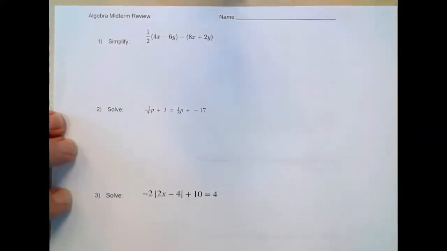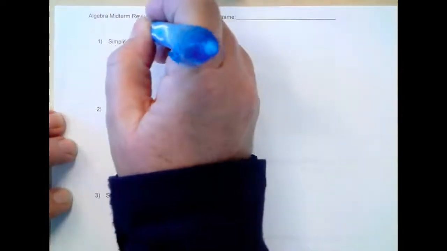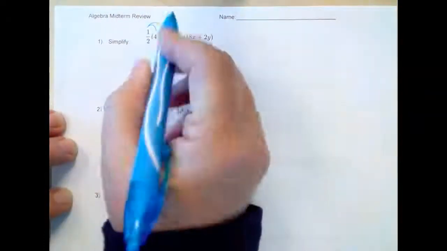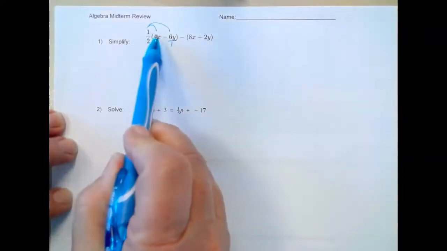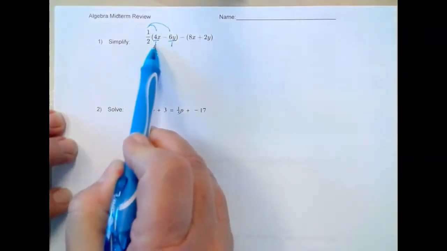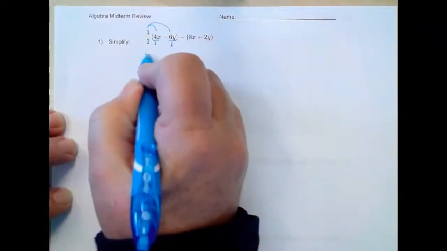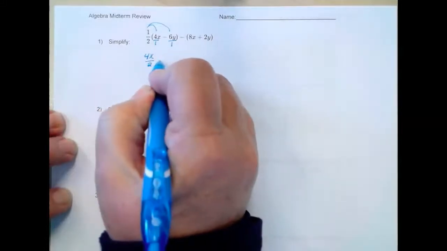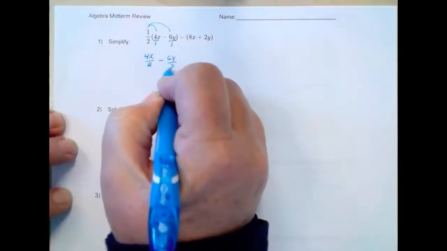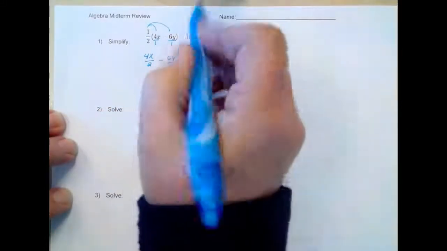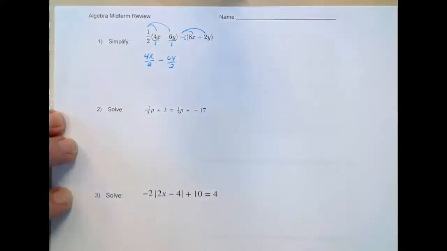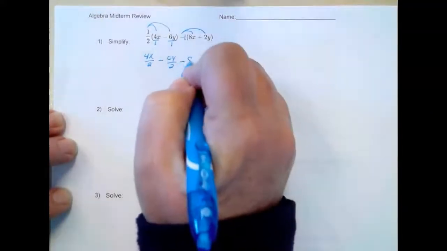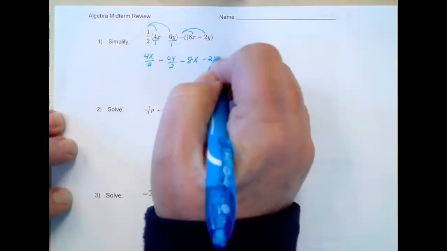So the first thing we want to do in number 1 is distribute 1/2 to everything in the parentheses. So remember, if you have issues, put these over 1 over 1. Numerator multiplies to numerator, denominator multiplies to denominator. So you would have 4x over 2 minus 6y over 2. And then this is understood to be a -1, so we're going to distribute that -1 to both those terms in the parentheses. And that would be a -8x and a -2y.